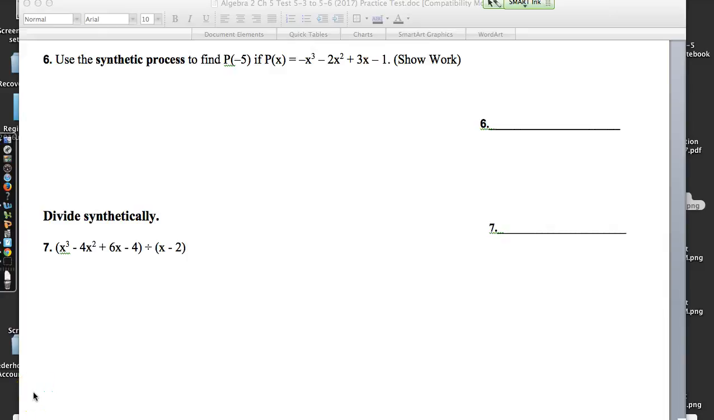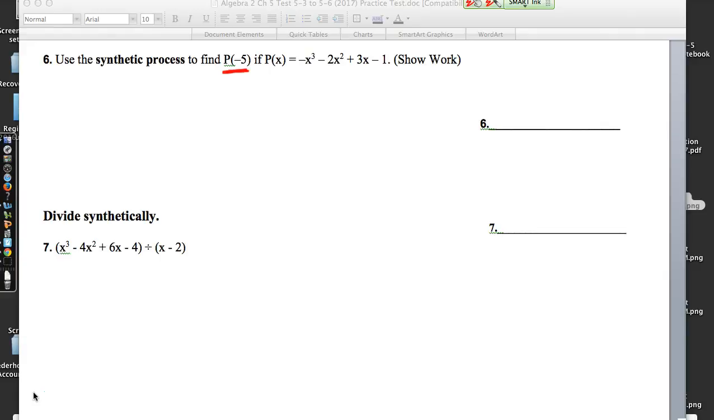For the synthetic, in case the numbers get big, I'm sorry, not small. We want to do that. And number 6 says we're going to use the synthetic process to find what you get if you put a -5 into that monster right there. Here's what this means. They're not having us divide. They're saying if you put a -5 in there, what would you get?